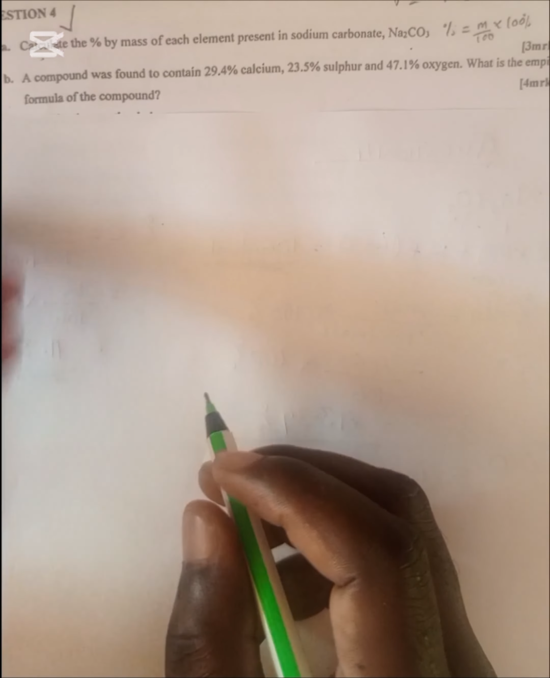Now, you have to understand that there's a difference between the empirical formula and the molecular formula. The molecular formula shows you the actual number of atoms of each element in a given compound. But the empirical formula does not show you the actual total number of atoms of each element in a given compound. In other words, it is actually the simplest formula. So let's see how we can get that simplest formula.